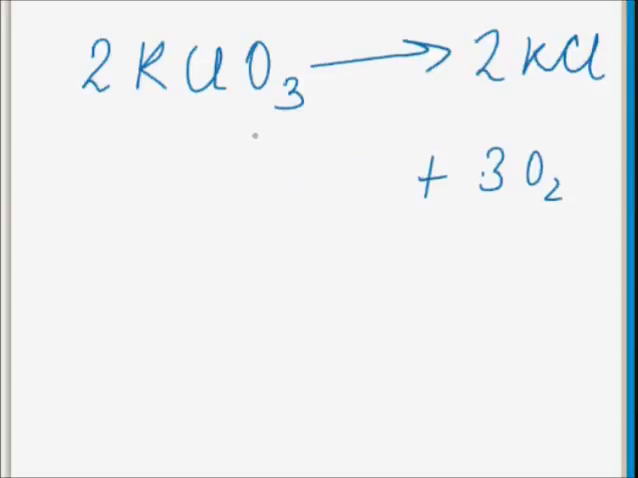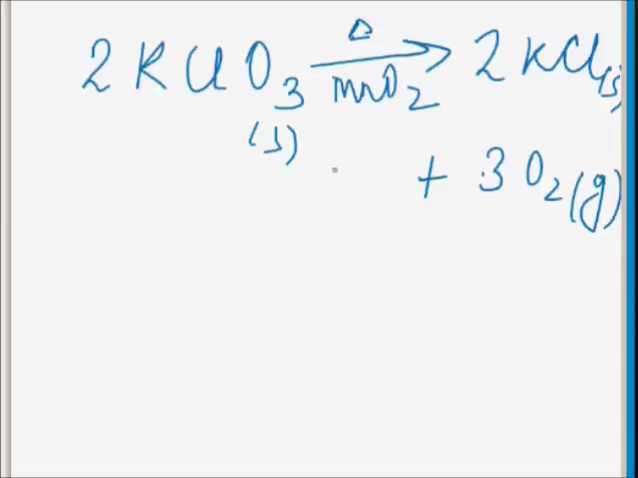Potassium chlorate is in solid form, so we have to write small s. Potassium chloride is also in solid form, so we have to write small s on the product side as well, and oxygen is in the gaseous form. So it is clearly mentioned in the chemical reaction that potassium chlorate is heated, so we have to write delta sign, which stands for heat. And what is the catalyst? Manganese dioxide is the catalyst, so we will write MnO2. So if we know the condition and temperature and pressure at which the reaction takes place, we can write their values above or below the arrow sign in the equation.